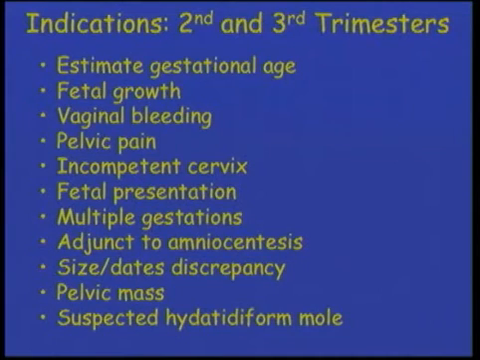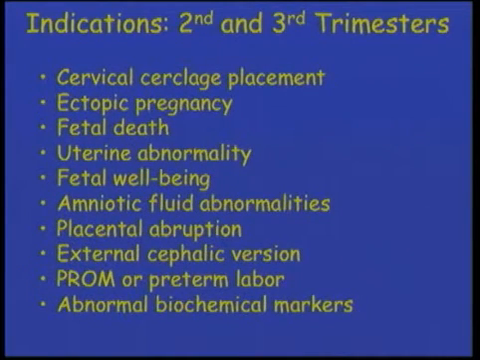The indications for second and third trimesters is much longer than for first. You can see estimate gestational age, fetal growth, vaginal bleeding, pelvic pain, incompetent cervix, fetal presentation, multiple gestations, adjunct to amniocentesis, size dates discrepancy, pelvic mass, suspected hydatidiform mole, cervical cerclage placement, ectopic pregnancy, fetal death, uterine abnormality, fetal well-being, amniotic fluid abnormalities, placental abruption, external cephalic version, premature rupture of membranes or preterm labor, abnormal biochemical markers.